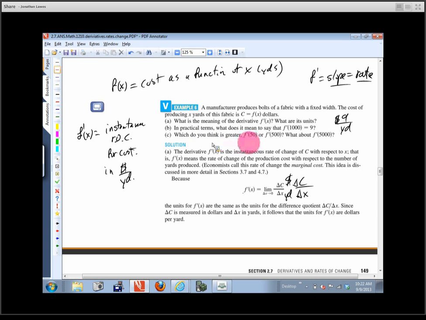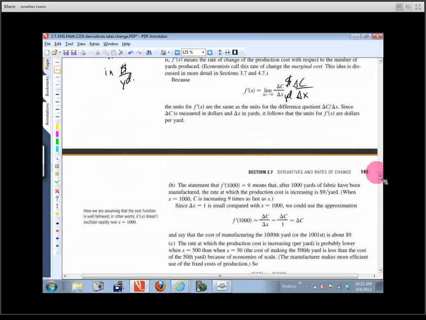Which one is greater? Cost per yard at 50 yards, cost per yard at 500 yards, or cost per yard at 5,000? Juan, what do you think? Why do you think 50? Because it costs more to produce less yards. Okay, costs more to produce less.